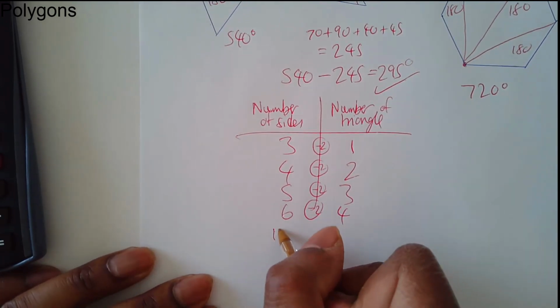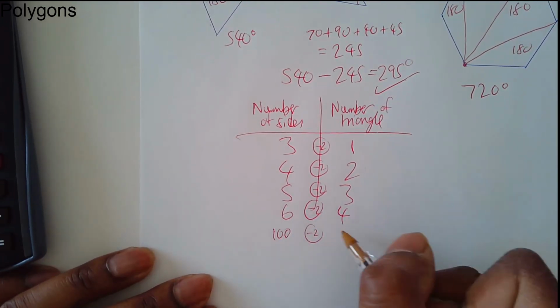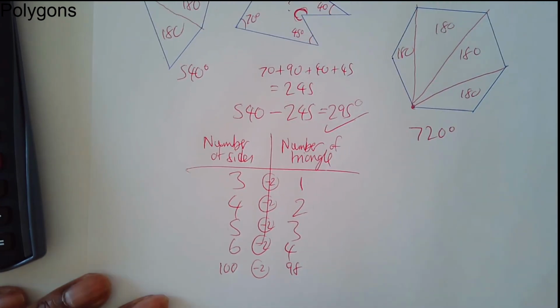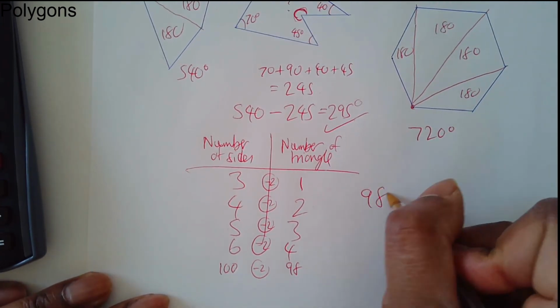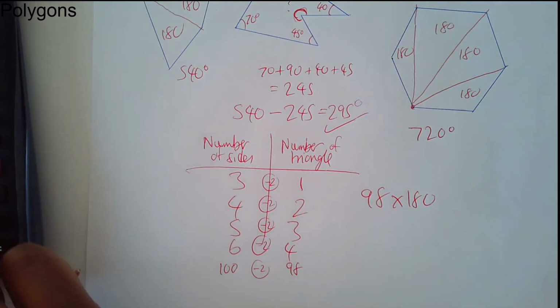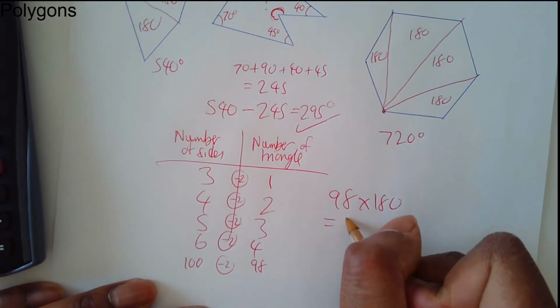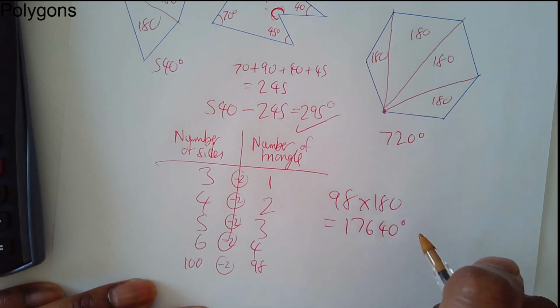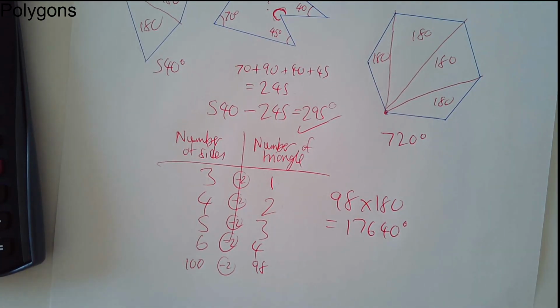So if you had a 100-sided shape, clearly that'd be 98 triangles. And then 98 triangles multiplied by 180 degrees. It's a large number. So the angle sum of a 100-sided shape would be this big number here, 17,640 degrees.